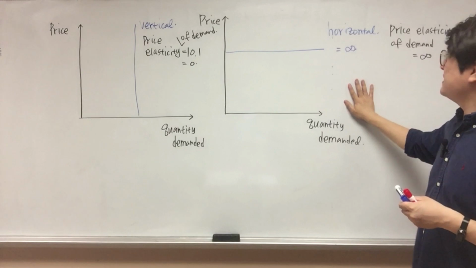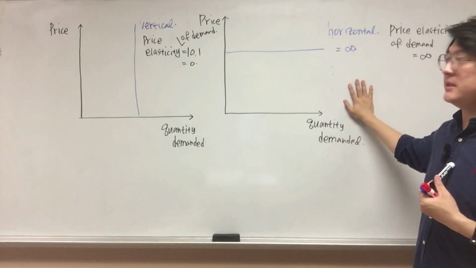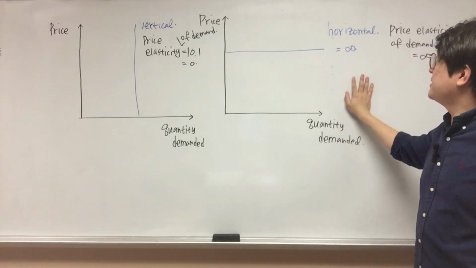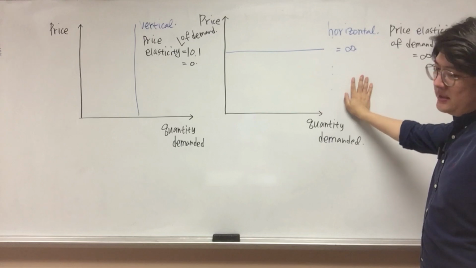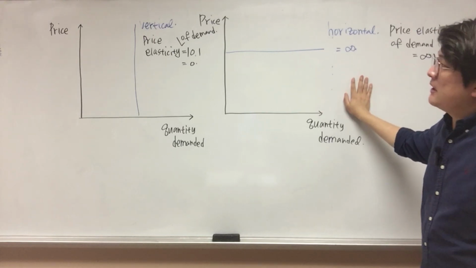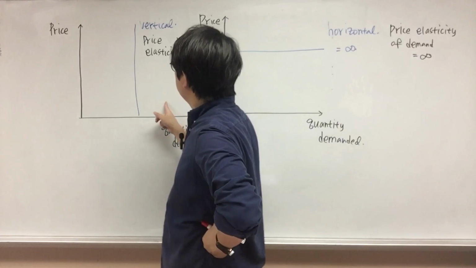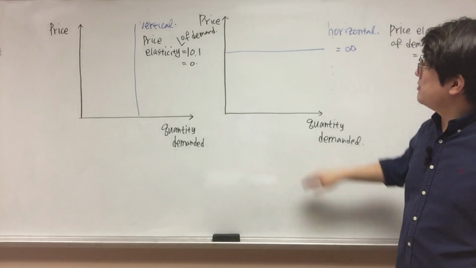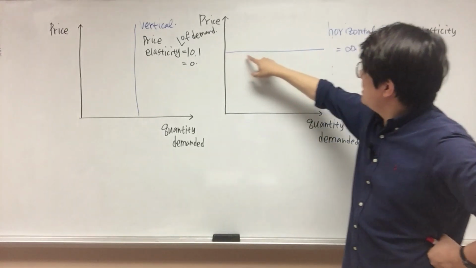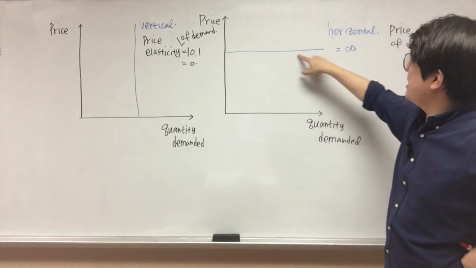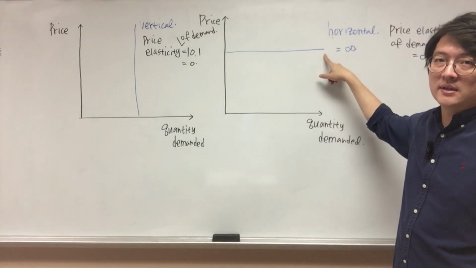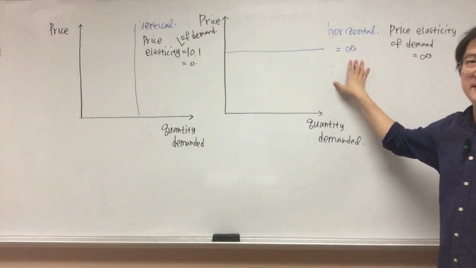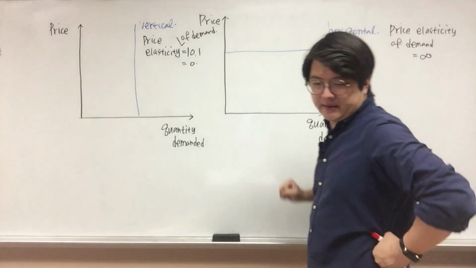Okay, this one on the right hand side is a horizontal line, and the price elasticity of demand is infinite. On the other hand, if we have a vertical demand curve, price elasticity of demand is 0, right? So on the right hand side, at a specific price, the quantity demanded change is infinite, correct? So this is why the price elasticity of demand is infinite, right? Any questions about this?